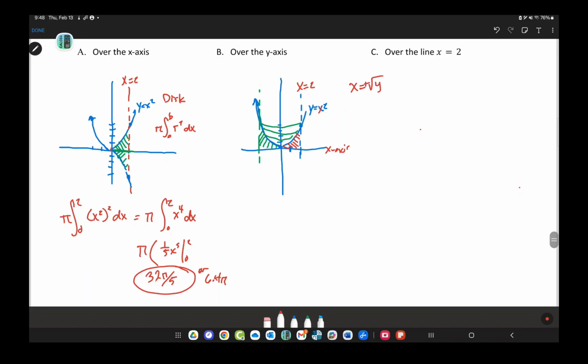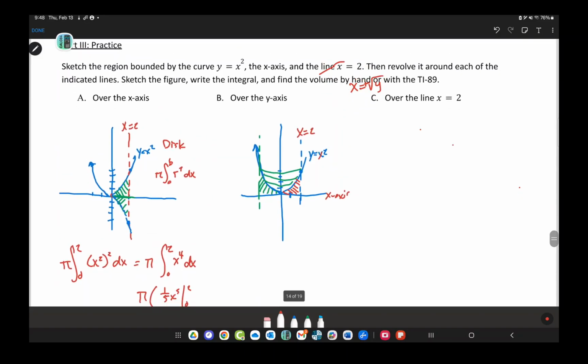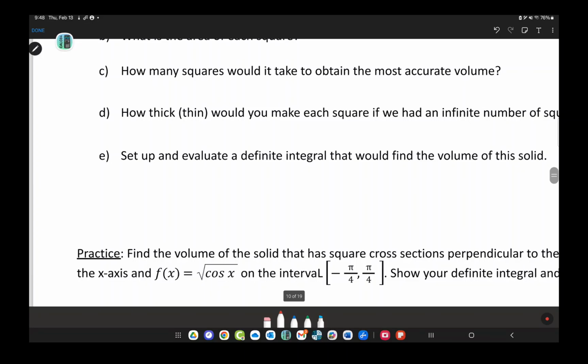Is that my outer function or my inner function? That's your inner function. Let me zoom in so we can see this a little better.